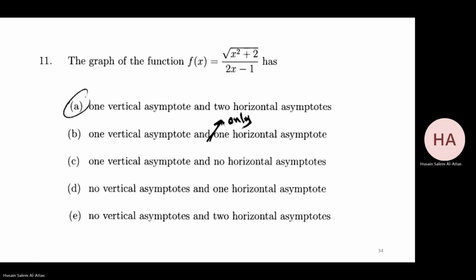We want to this problem. The graph of this function has one vertical and two horizontal. He's talking about vertical asymptotes, horizontal asymptotes. So you need to decide how many we have.